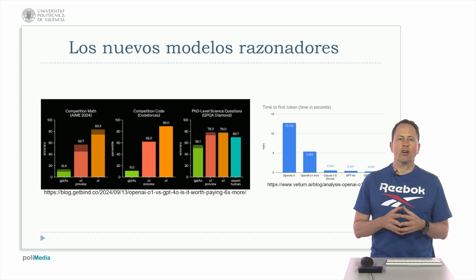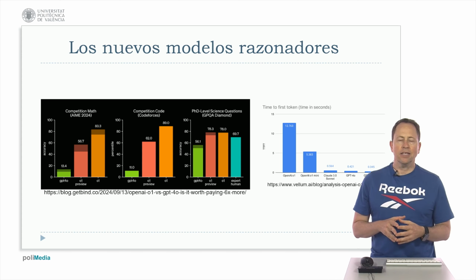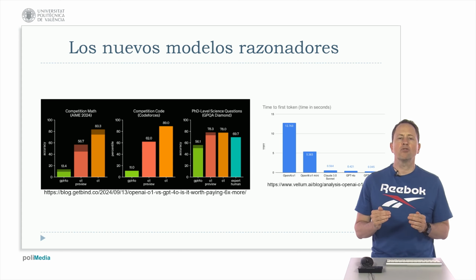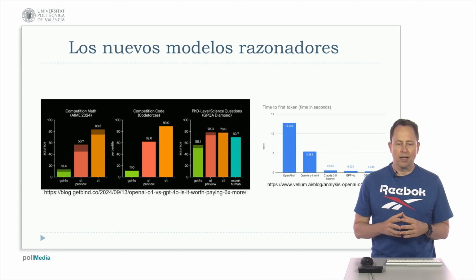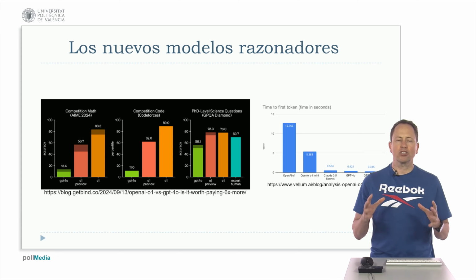They are revolutionary models because they take the time to think. In fact, that's one of their advantages and disadvantages, because they take much longer to give an answer and their response costs much more in terms of computational resources, but they are much better for things that require reasoning.